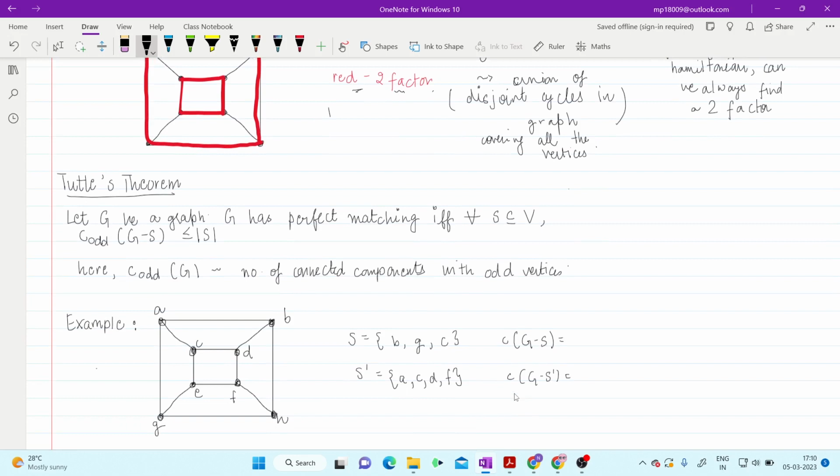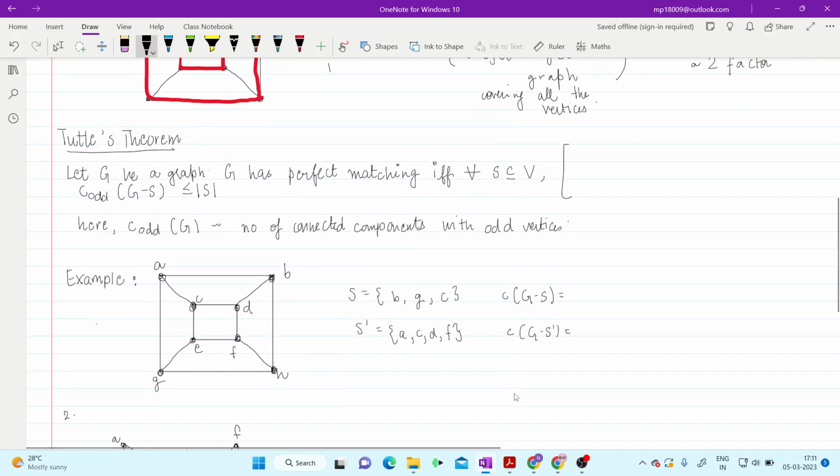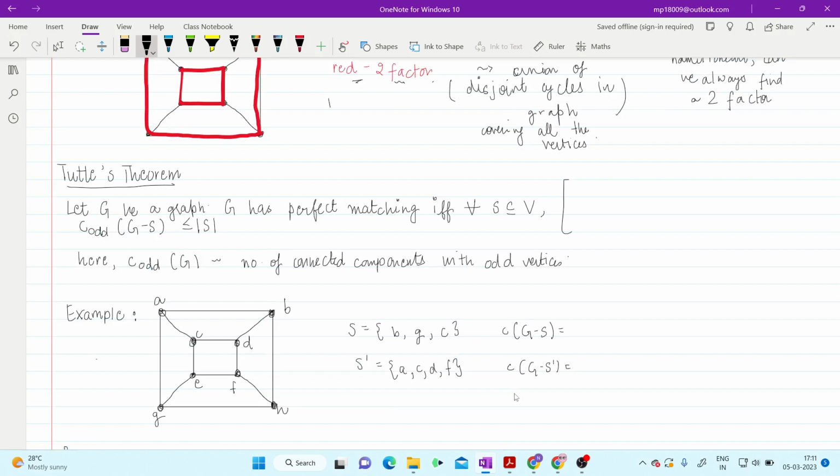So for bipartite graphs also we had a necessary and sufficient condition to find a perfect matching. For a general graph, Tutte's theorem gives us a criterion to say if a graph has a perfect matching or not. So in this particular example, we have seen that this graph has a perfect matching, so Tutte's condition should be satisfied in this graph. Let's consider a few examples of sets and see.